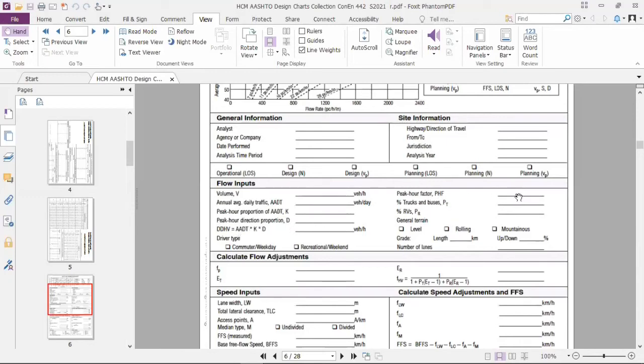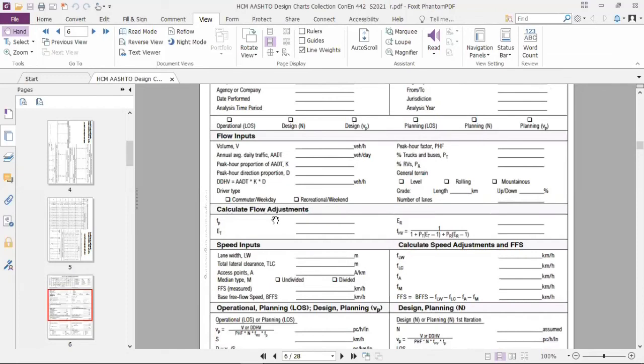Also the input: the peak hour factor, the percentage of trucks and buses, the percentage of RVs, and a description of the terrain, whether it's level, rolling, or mountainous. If there's a grade, you write the grade here and the length in kilometers, and up or down. And the number of lanes, N.